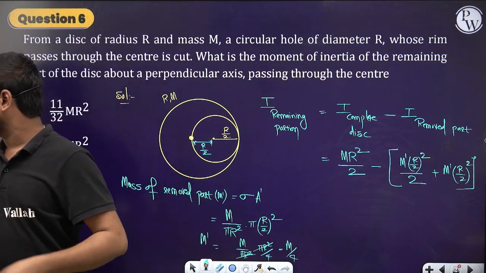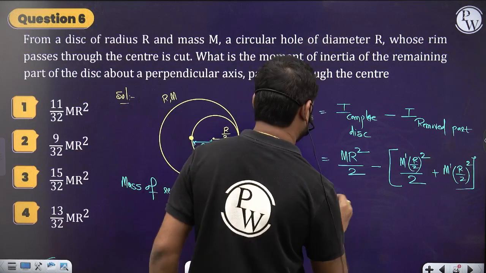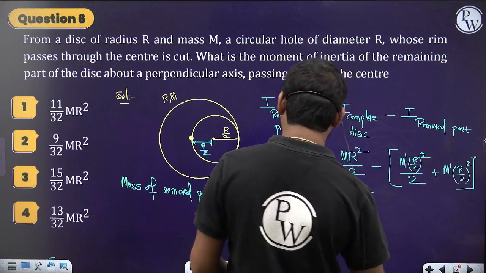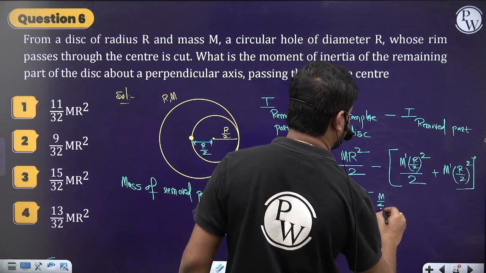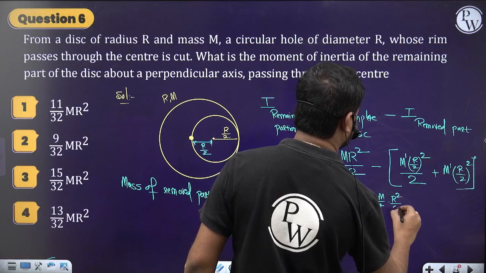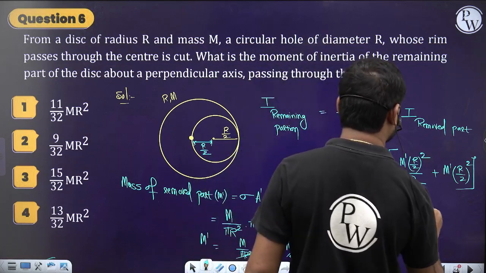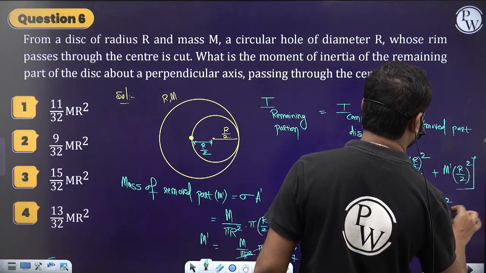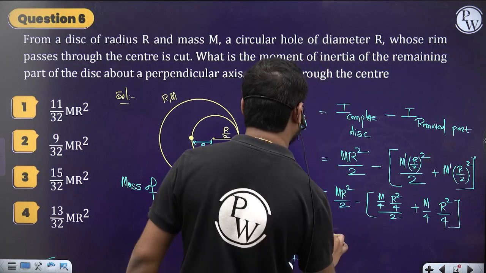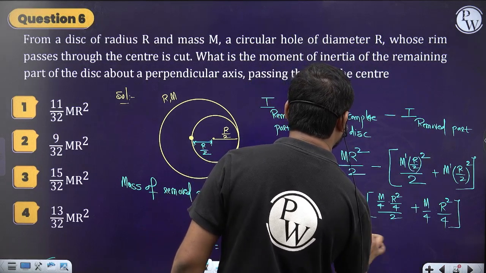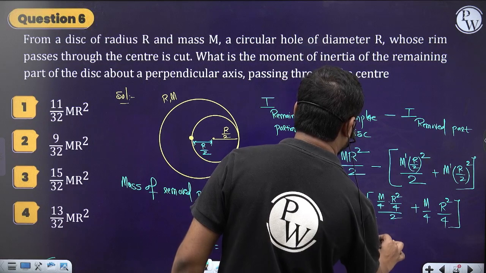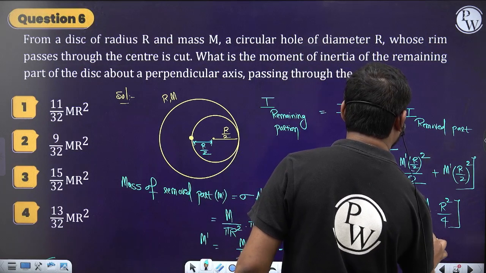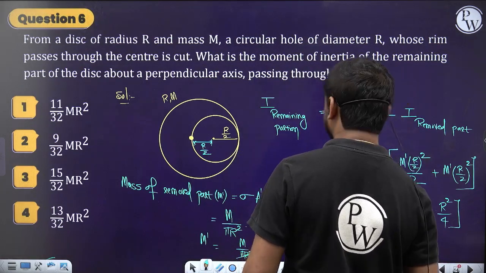Chalo. So here MR² by 2 minus, in place of m' I can write M by 4 into R² by 4 by 2, plus M by 4 into R² by 2 square, which is 4. So I can write here MR² by 2 minus MR² by 32, minus MR² by 16.